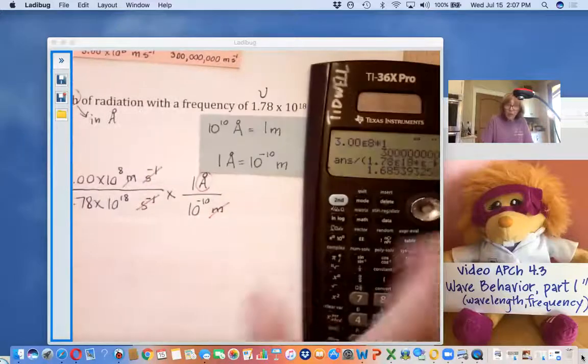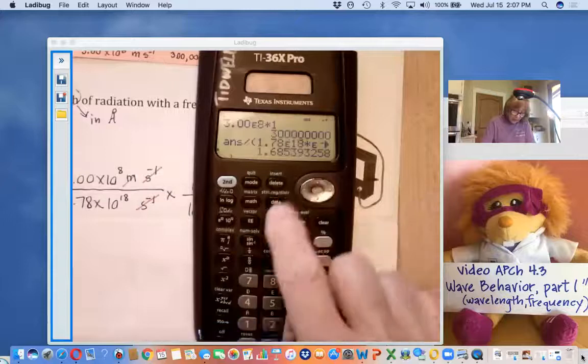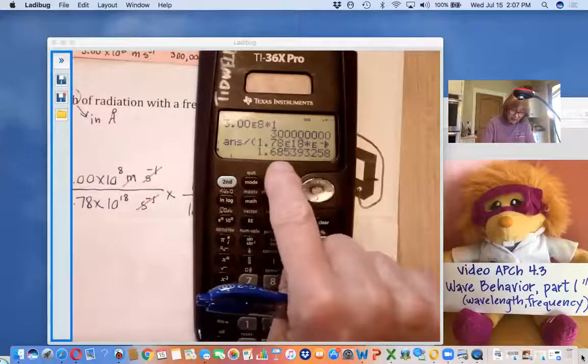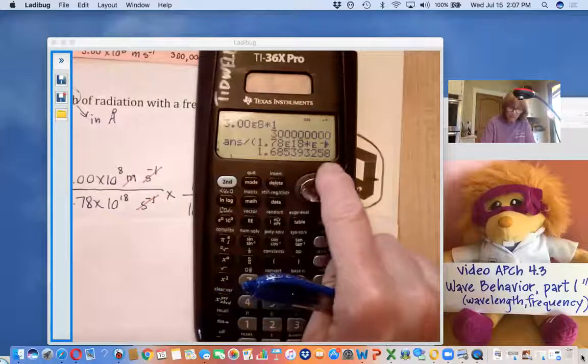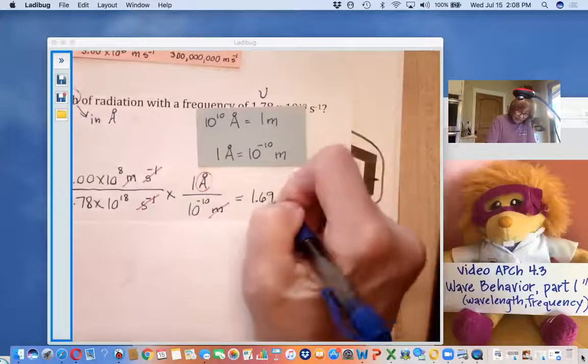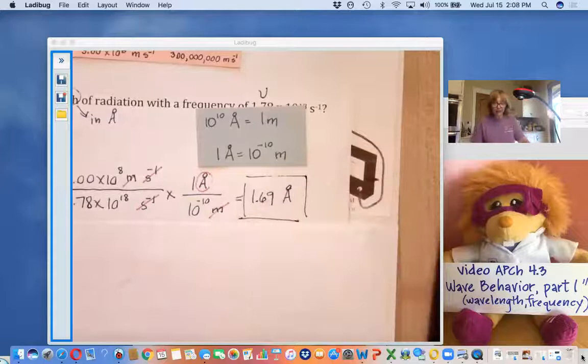And my wavelength, this time I'm working with 3 sig digs, so I'm going to call this 1.69. Scanning out to the side, there is no exponent. So 1.69 angstroms is my wavelength.